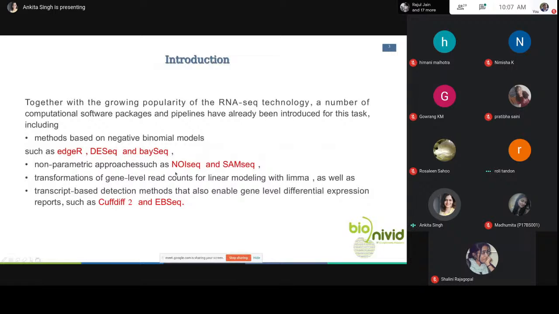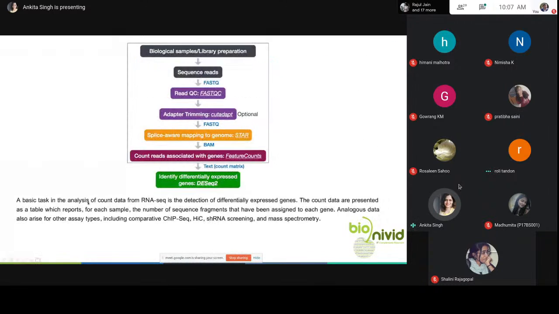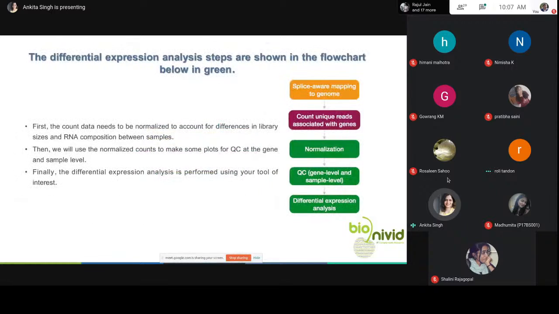So it entirely depends upon, while choosing. I have kept one slide wherein they have compared what tool to use when. So herein you have to see your experiment, and then you have to decide accordingly which tool you have to use for your analysis. So differential expression steps are followed in this particular step.